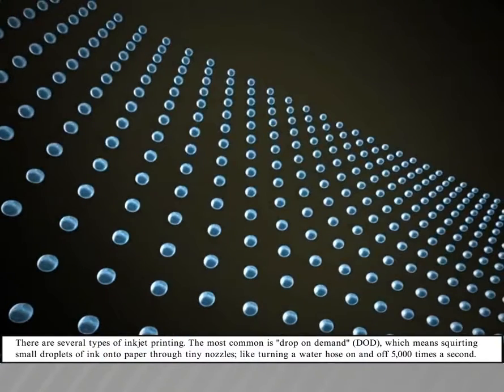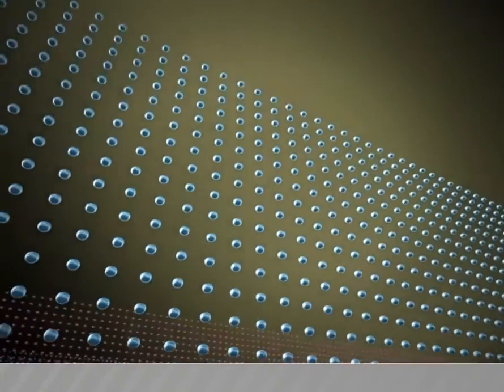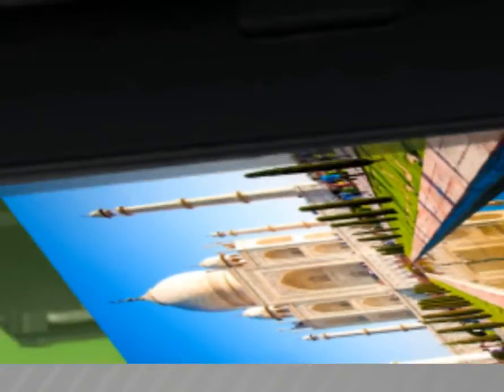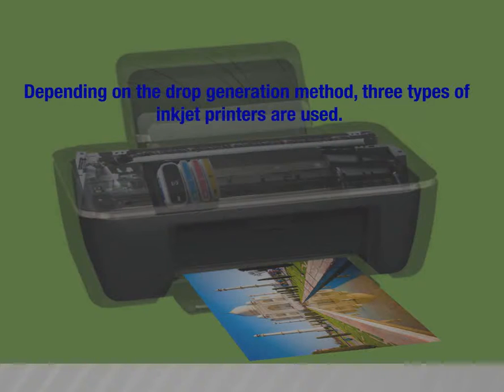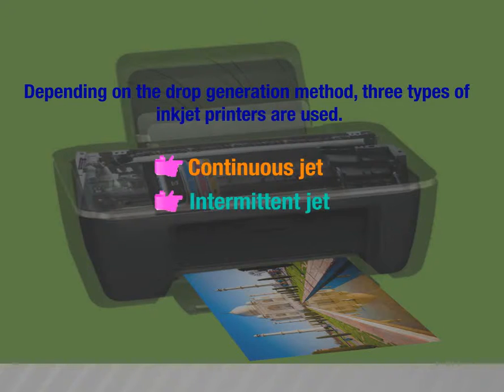There are several types of inkjet printing. The most common is drop-on demand, that is DOD, which means squirting small droplets of ink onto paper through tiny nozzles, like turning a water hose on and off 5,000 times a second. Depending on the drop generation method, three types of inkjet printers are used: continuous jet, intermittent jet, and drop on demand.